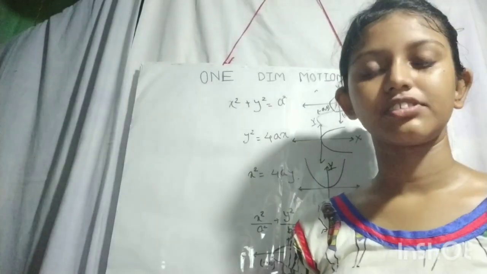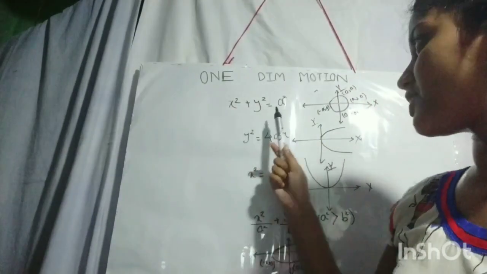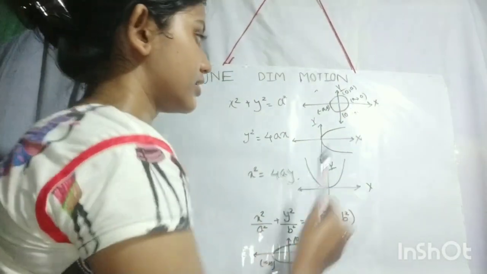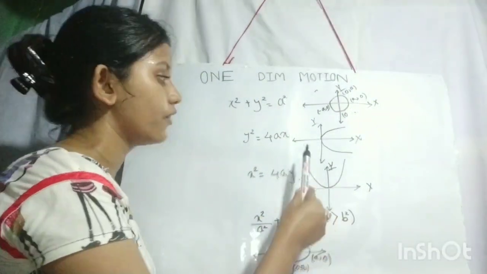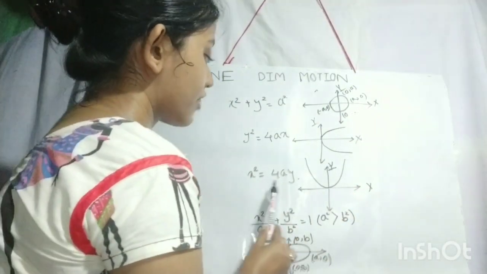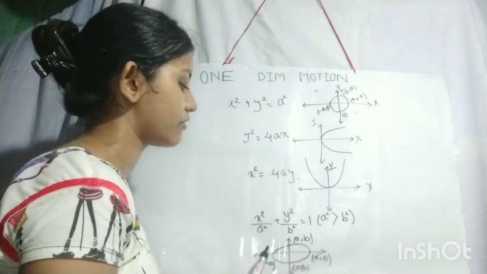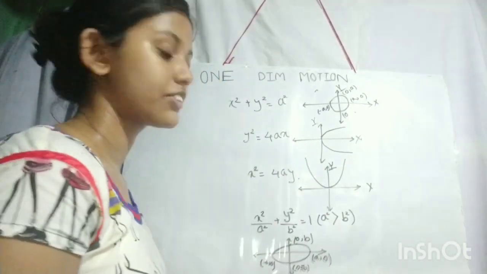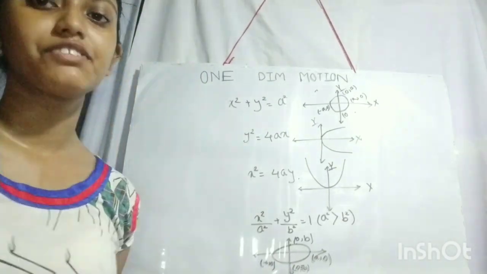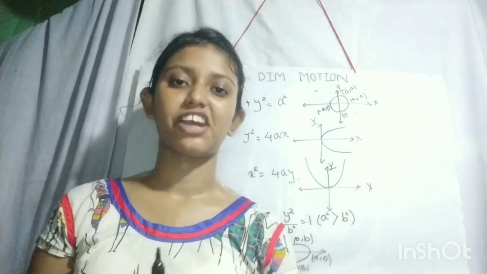Here I introduce some equations of curves. That is, if x square plus y square equals a square, the curve will look like that, a circle. If y square equals 4ax, then the curve will look like the parabola. If x square equals 4ay, then this parabola. Okay. And if x square by a square plus y square by b square equals 1, and obviously a square greater than b square, then the curve looks like the ellipse. And here are the equations of some curves that will help you in this chapter.